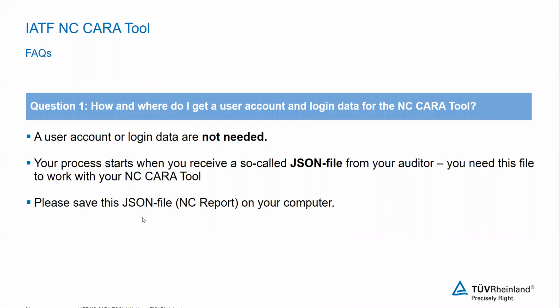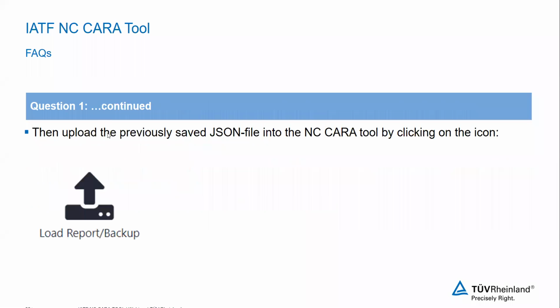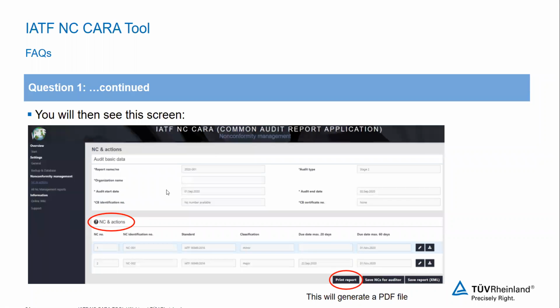And the first step is, of course, save the JSON file on your computer. Then you just copy this link into your browser window and then the NC CARA tool opens. No password needed, just copy the link. What you then need to do is you load this JSON file into your tool by clicking on the upload button. So then a window will open, and under this section, NC and actions, you will see your different non-conformities.